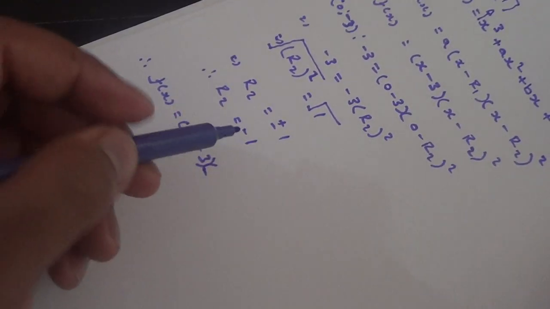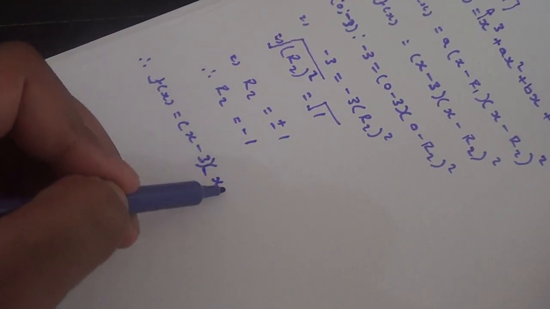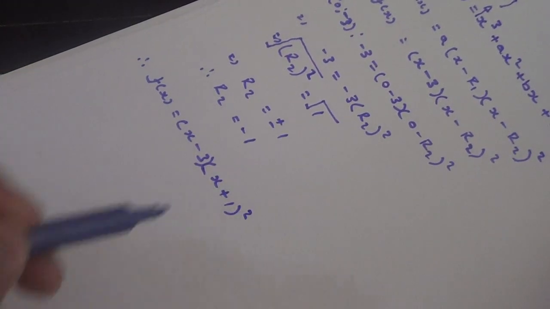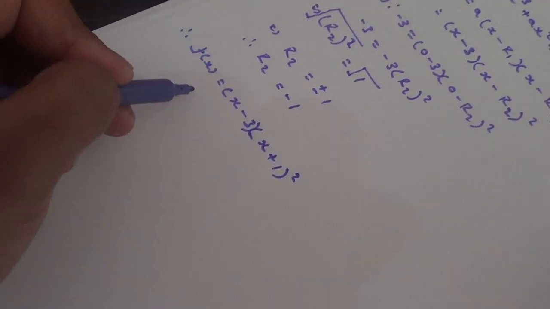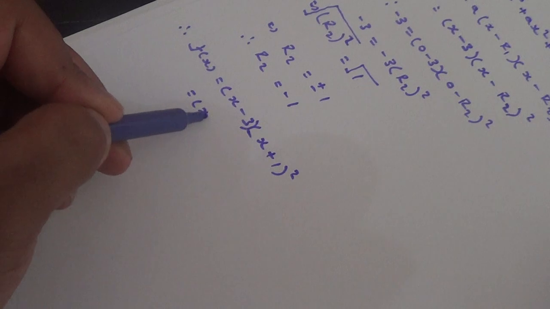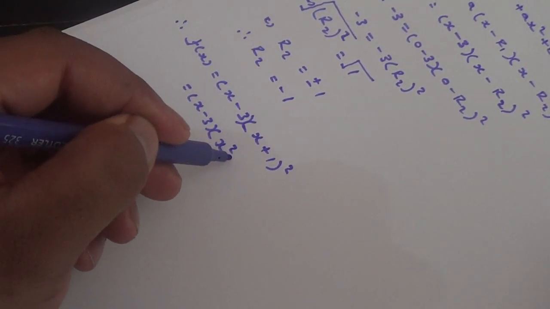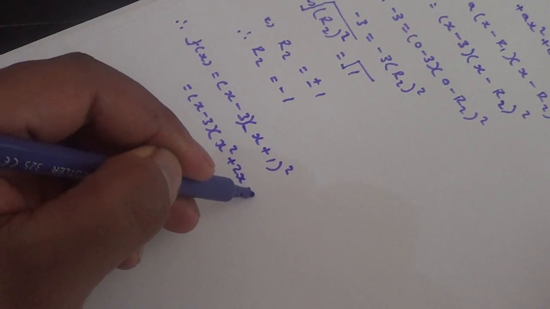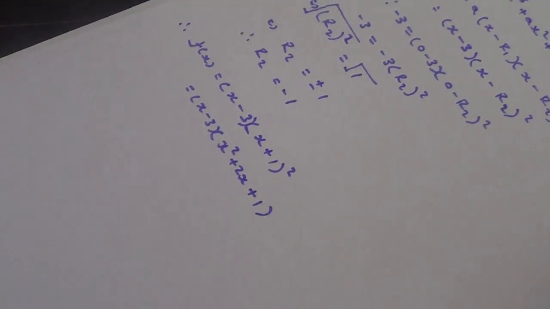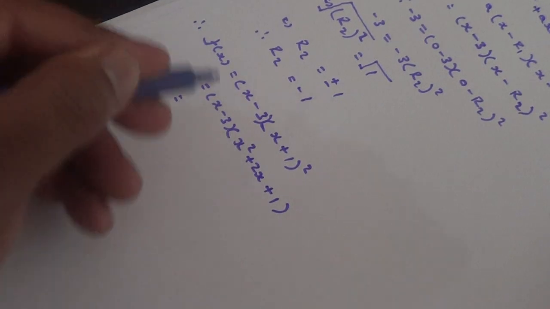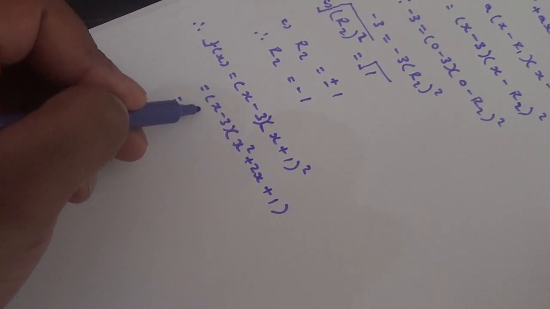into x. Now when it's negative, it's going to be plus 1 squared. Just work it out here. x minus 3, and then we deal with this one. It's going to be x squared plus 2x plus 1. Not a problem. So we multiply there, we get x cubed.